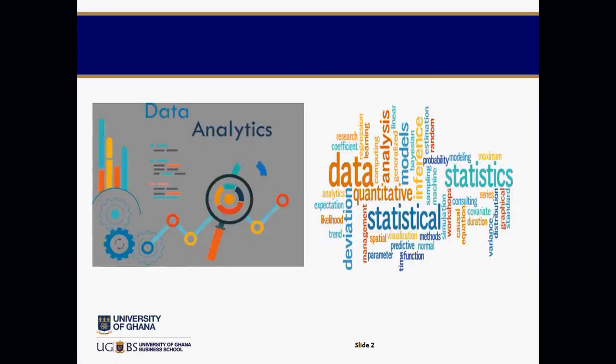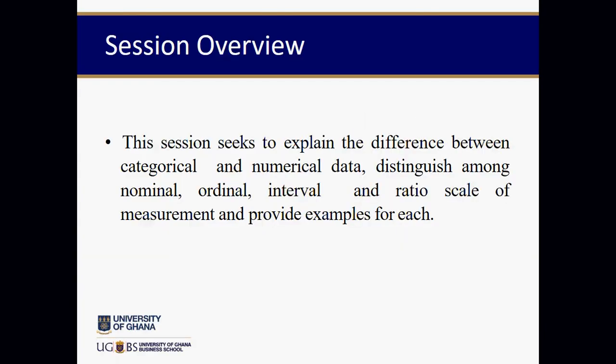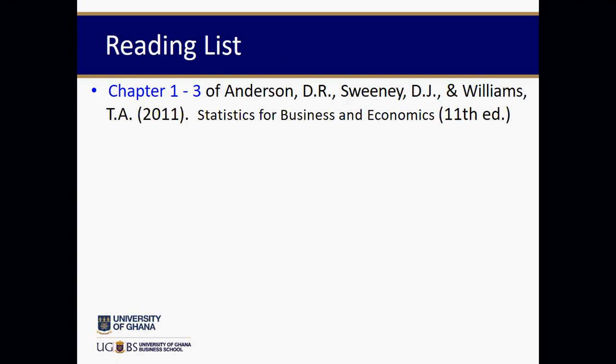So we are now coming to the research methods data analysis session. This session seeks to explain the difference between categorical and numerical data, distinguish among nominal, ordinal, interval, and ratio scales of measurement, and provide examples for each. We can also read chapters 1 to 3 of Anderson.